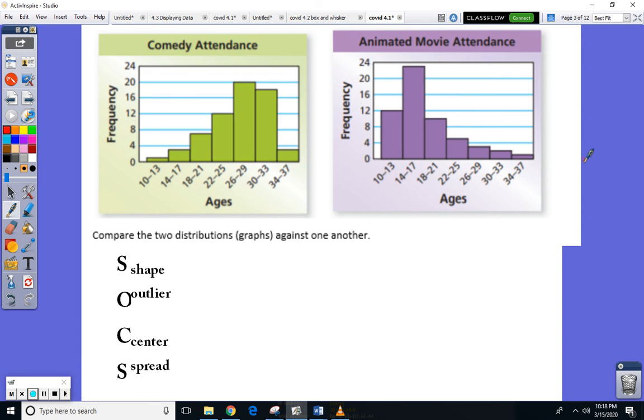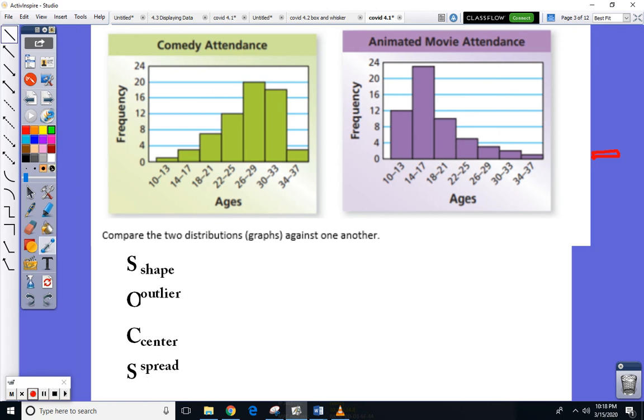There's no outliers. An outlier would be something where there's a gap in between everything else. Something floating way out here, and I don't see anything like that. Center. We're going to try and find center now. So remember, if it's symmetrical, it's right in the middle.